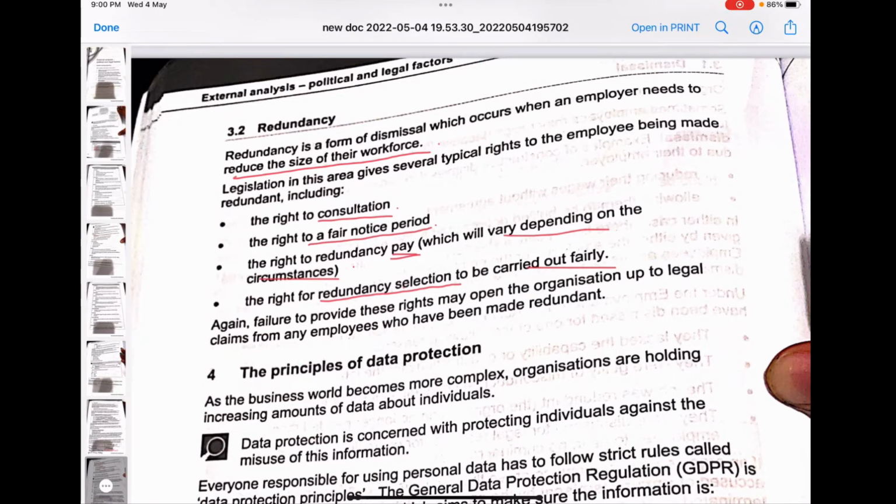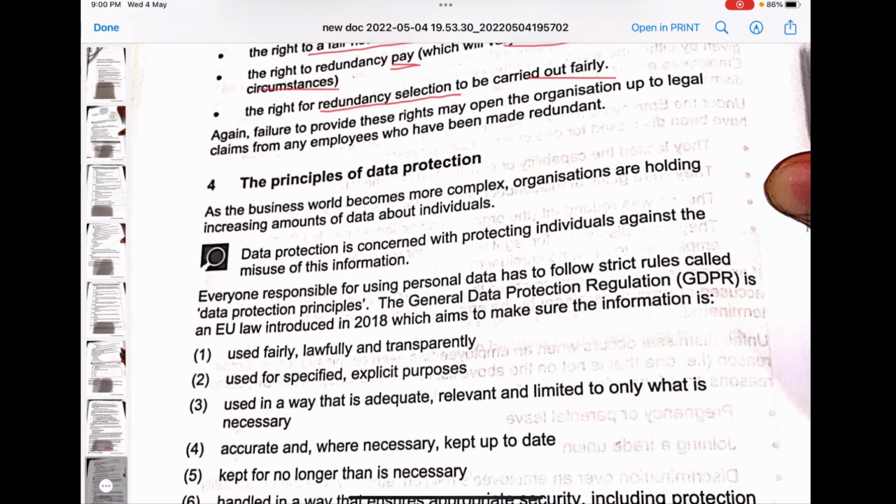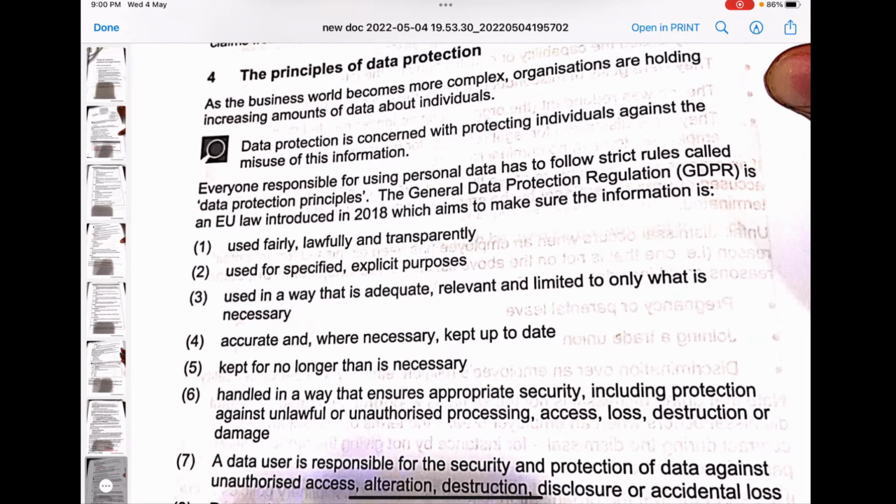Right to consultation, right to give a fair notice period, and if there is some redundancy pay, that has to be paid, and the redundancy selection should be done on a fair basis. Again, failure to provide these rights may open the organization up to legal claims from any employees who have been made redundant. The principles of data protection.